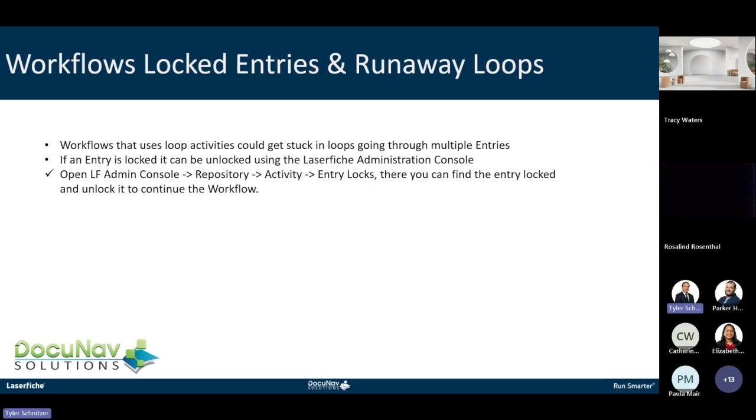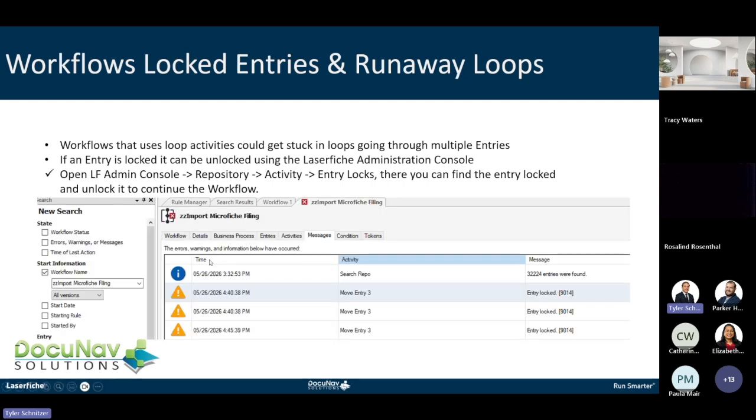But yeah, so this is just an example slide I'll quickly run through of a common issue and how to resolve it using the tabs in workflow designer. Workflows can get stuck in activity loops. So in this example here, we can see it did a search repository activity. Essentially, it's a loop that searched in a Laserfish repository, and it came back with around 32,000 entries. These are 32,000 separate documents that needed to go through this specific workflow to file a certain way.